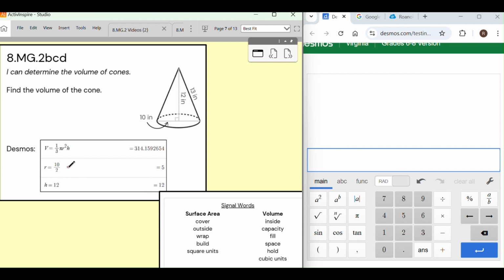So to make it a radius, we need to take that 10 and divide it by 2, which gives us a volume of 314 cubic inches, or inches raised to the third power.